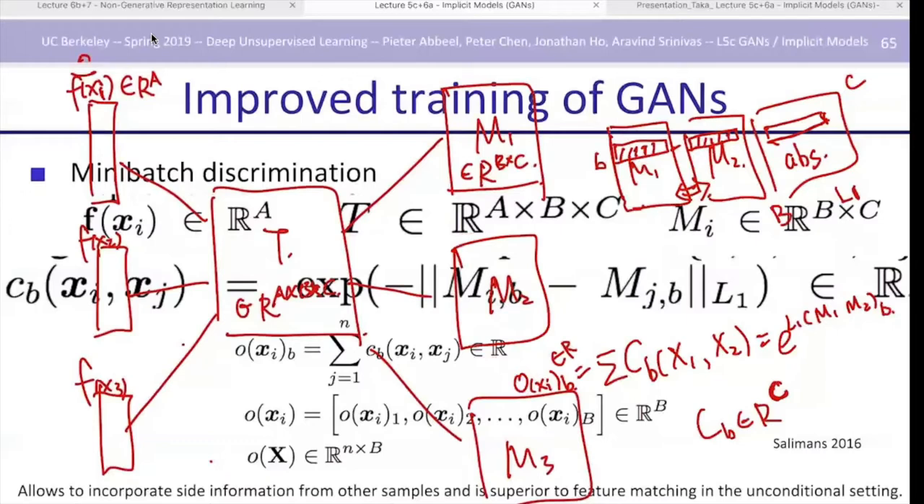So we add these o(x) values. We get the final result o(x), which is in R^B. This final result o(x) shows the difference of f(x1), f(x2), and f(x3), the average, which is in the o(x). So in this way, we can make the pictures generated from f(x1), f(x2), and f(x3) more different.